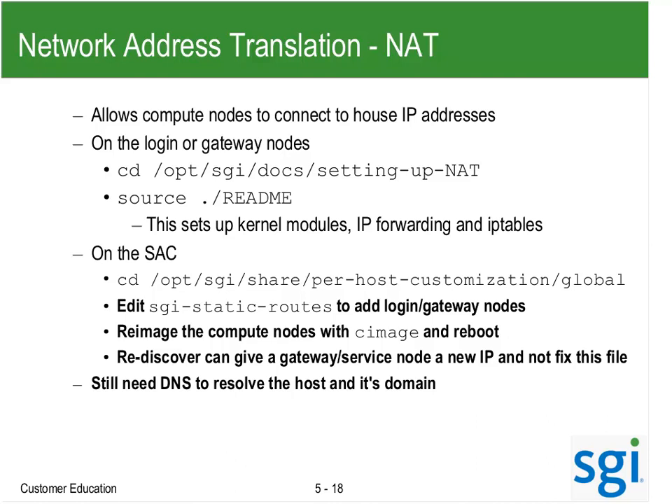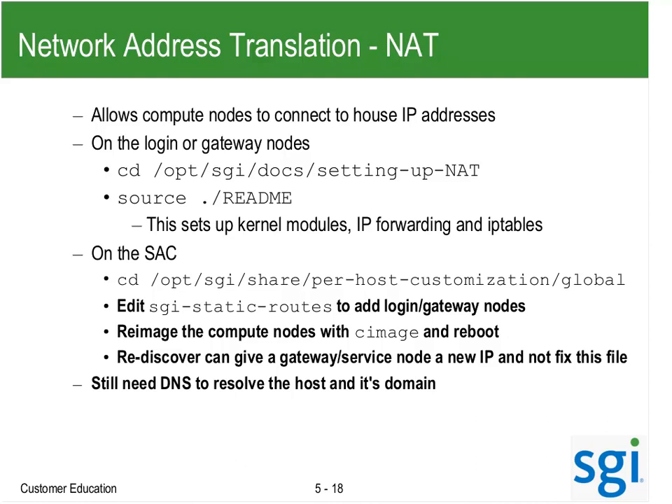Now on login and gateway nodes, there's an /opt/sgi doc setting up NAT, and there's a README file. That README file is really just a script. If you source it, it sets it up. It's going to load the appropriate kernel modules, set up IP forwarding, and IP table rules. I always wanted it to be a script name, but they didn't want to call it a script because then they said they might have to support it. So it is a file called README, you just source it. But in my lab, I'm going to do that automatically through my own custom script.